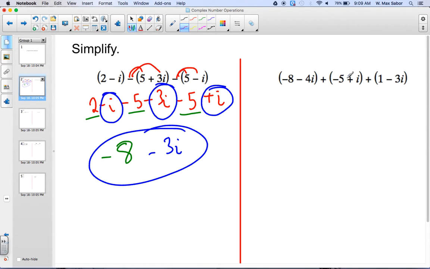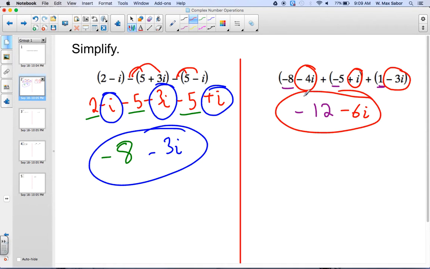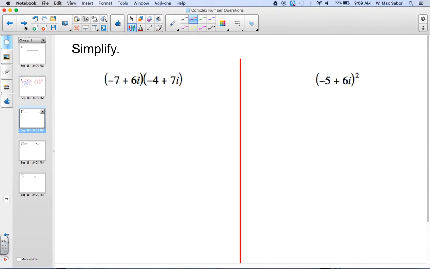Let's try it again. These are all added, so I don't need to worry about distributing. I add the real parts, negative 8 and negative 5 give us negative 13, plus 1 is negative 12. The imaginary parts, negative 4i, positive i, and negative 3i. So these become negative 3i, plus another negative 3i becomes negative 6i. That's adding and subtracting. What about multiplying?